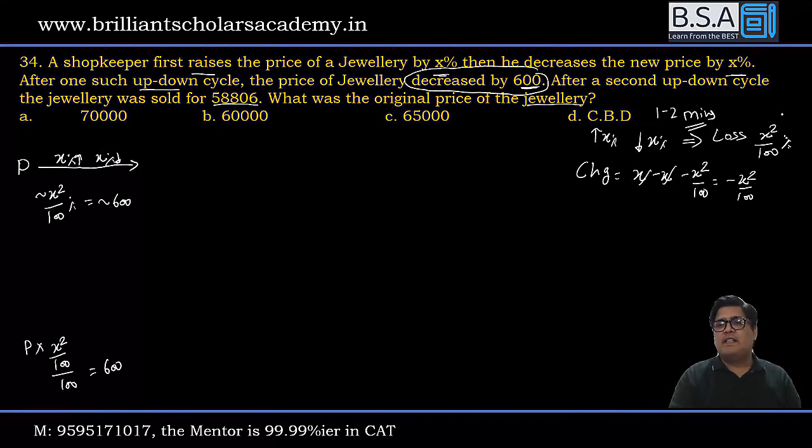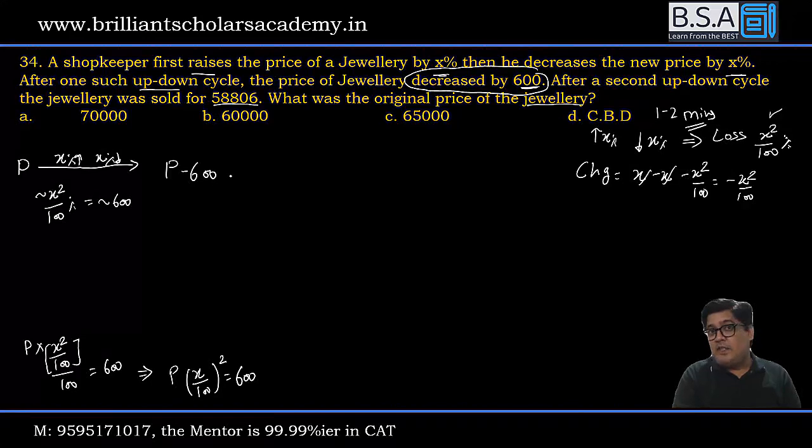X percentage increase, X percentage decrease is always X square upon 100 percentage. So whatever percentage this is, 10%, 20%, upon 100. So basically the first equation you have is P into X upon 100 whole square is equal to 600. You cannot solve this, there are two variables. So now the new price becomes P minus 600. How much is P? We do not know.